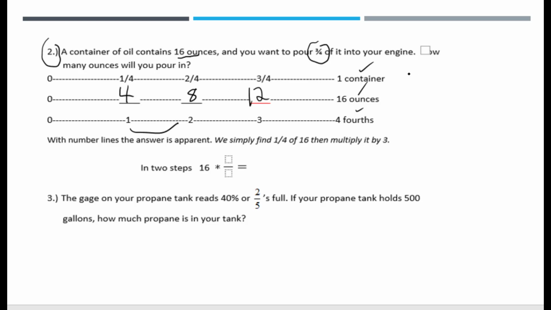And so that is the number line to give you a visual. To do it just in 2 steps, 16 times 3/4. 16 divided by 4 is 4. 4 times 3 is 12. Now you could multiply straight across, but then you're going to have to wind up reducing.